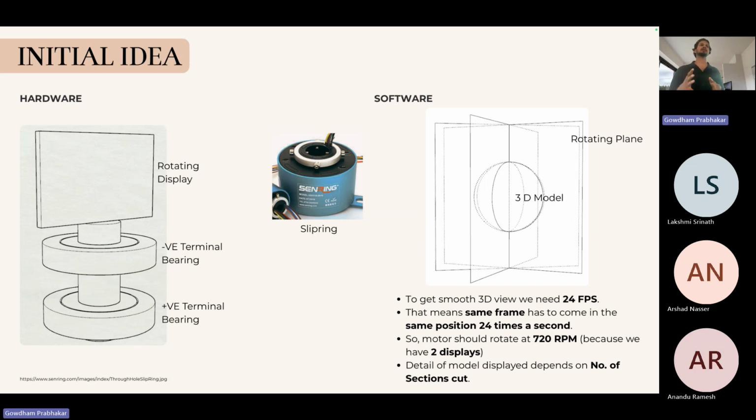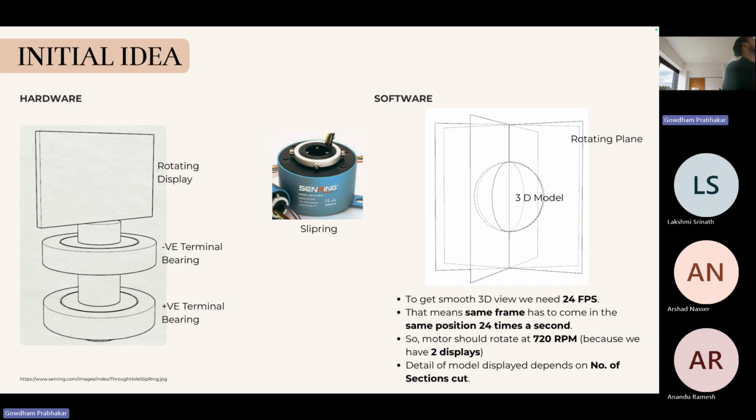So we had to make the basic algorithm. Simply, the algorithm will be like this: there will be a 3D model, we will find the centroid of the 3D model, and we will cut many sections through the 3D model. At each rotation of this display, we will show each section. That was the bare minimum concept. To get a continuous smooth visual, using persistence of vision, the same section has to come in the same area at least 24 times a second. Then it will be 24 FPS for this display.